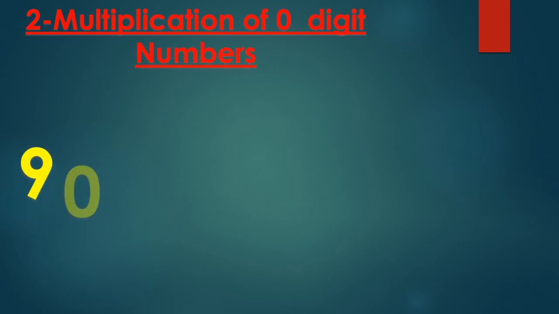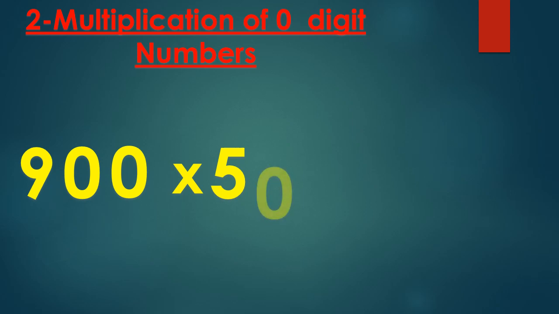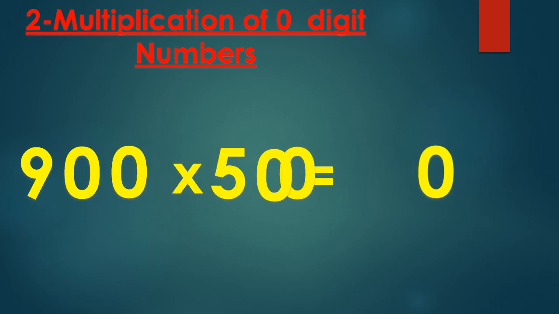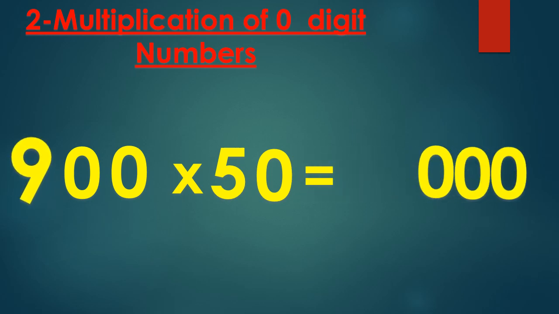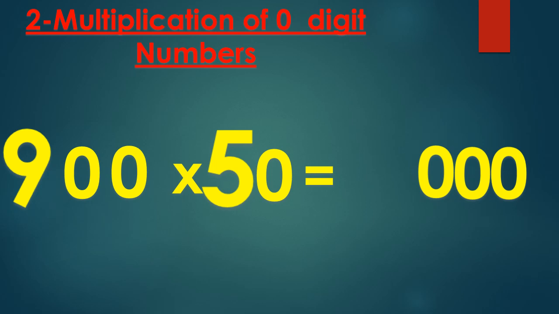Another example of multiplication of zero-digit numbers is 900 times 50. First, we put all the zeros, 3 zeros, then multiply 9 times 5, which is equal to 45. Then the answer is 45,000.